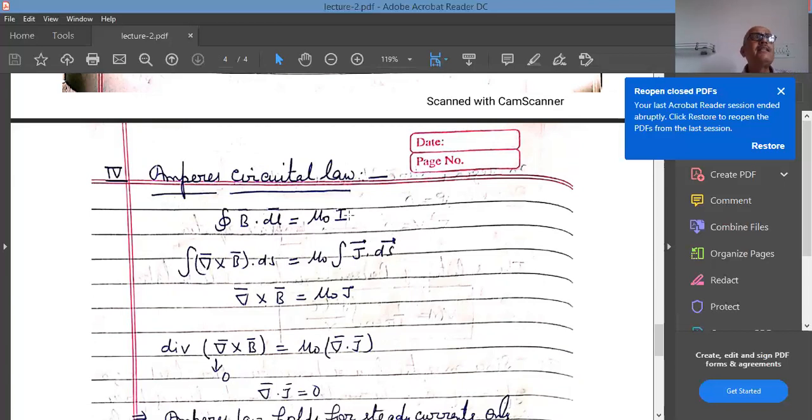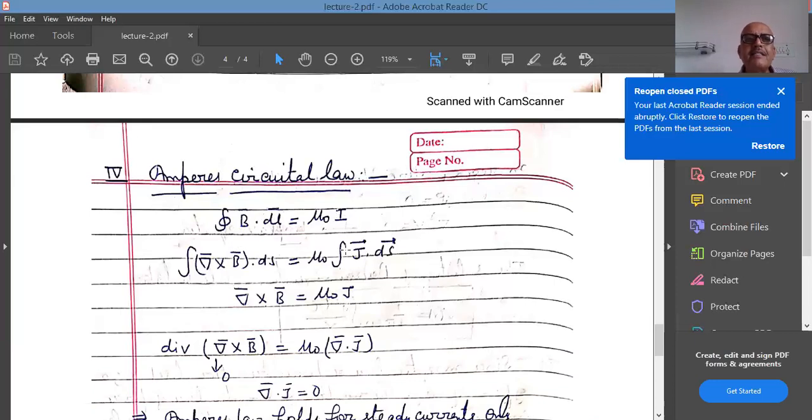Here we assume that the current is defined by the current density, that is the current per unit area J. If the current is defined by the current density J, then we have to break the entire surface into small surface elements, and the current associated with the small surface element dS will be J dot dS. To calculate the entire current associated with the Amperian loop, we have to carry out the surface integral. So the left hand side we have converted into a surface integral by using the Stokes theorem.